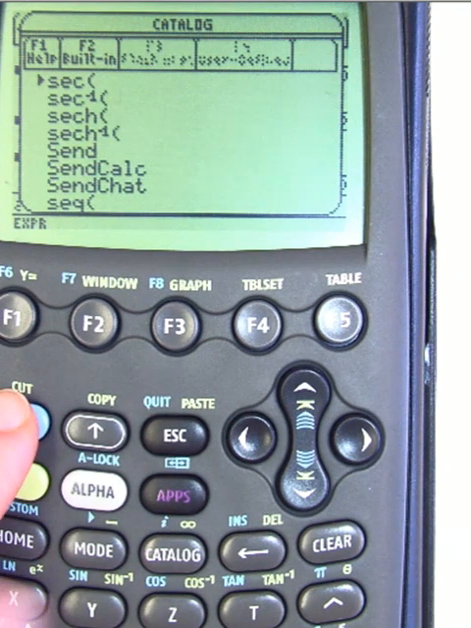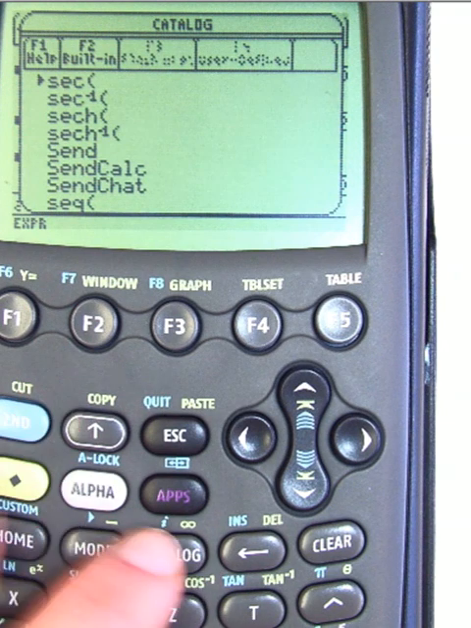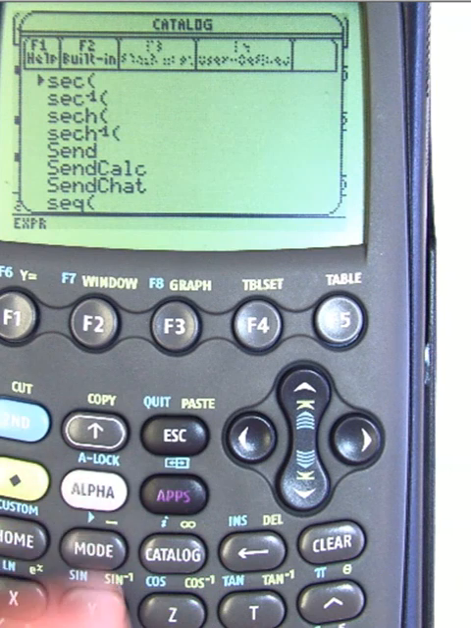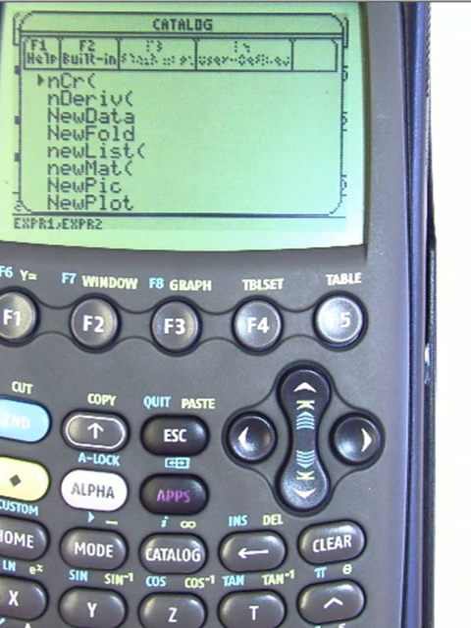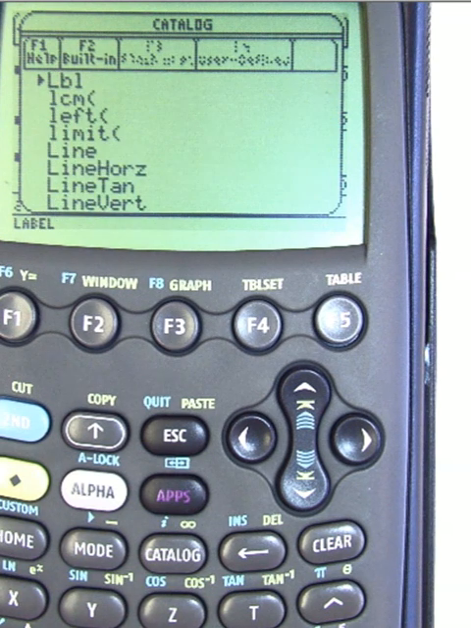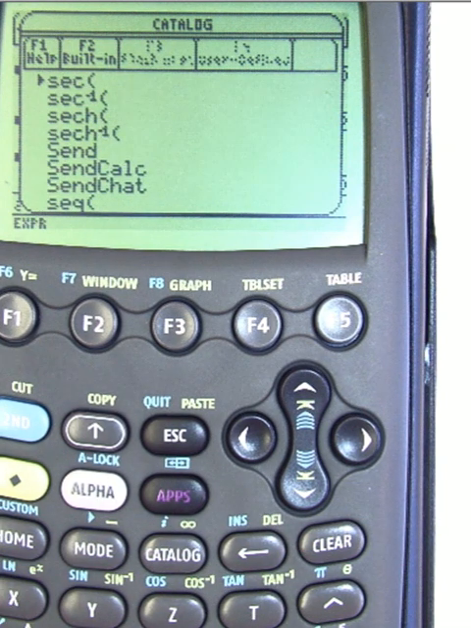I would assume it's somewhere. I don't think you have to hit alpha. I think you just press the button that has that letter above it. Yeah, you just press the button that has that letter above it. You don't have to press alpha. So if you want to jump down to the S's, you hit 3, and it jumps you down to the S's, and there's your secant. Or you can just type it out. Either one works.